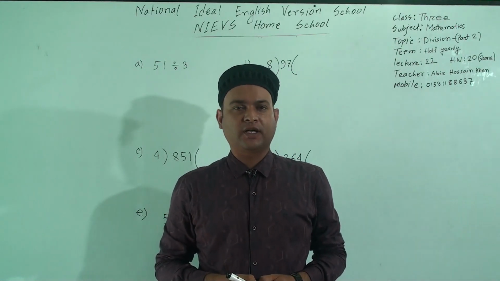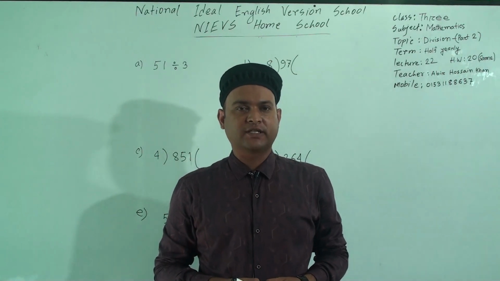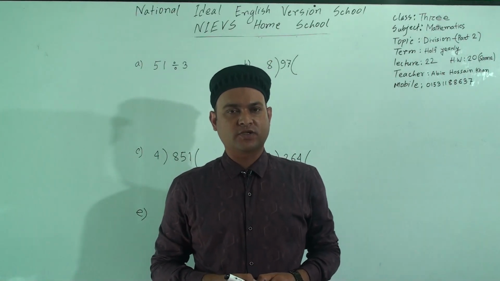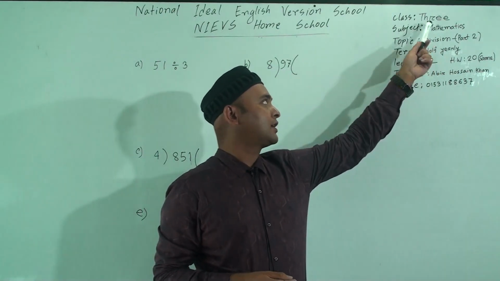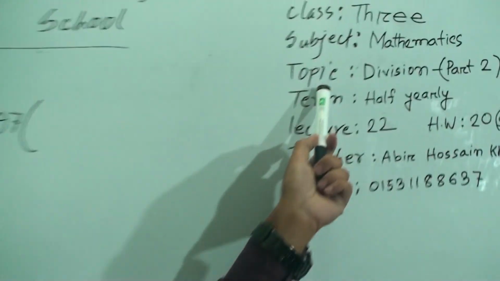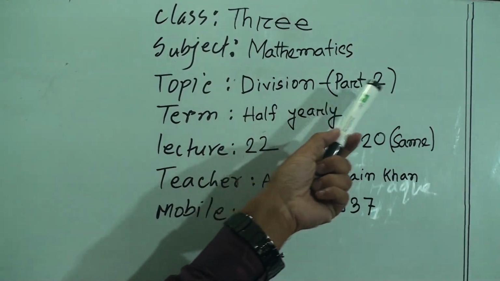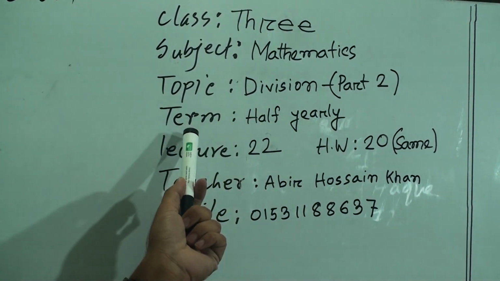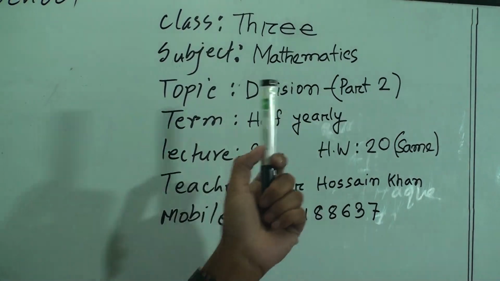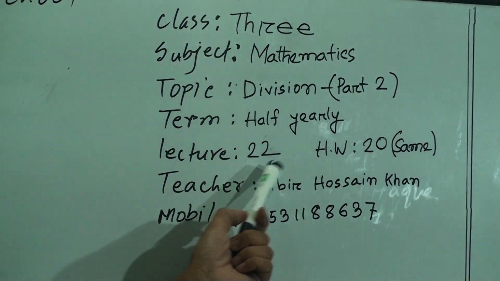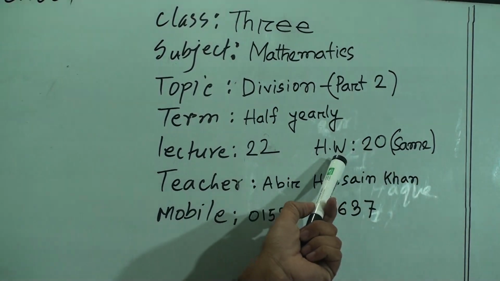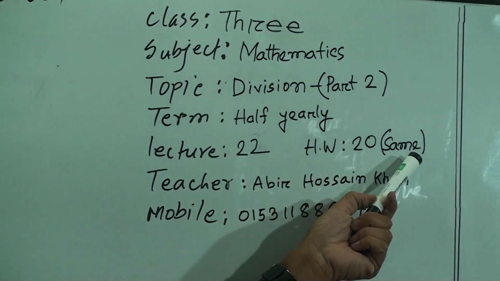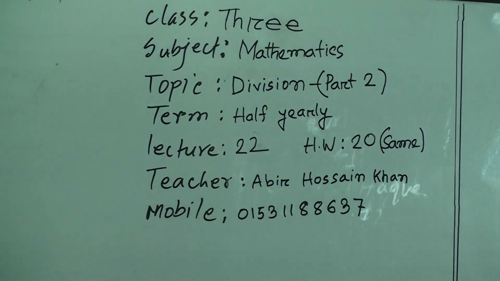This is Abir Hossain Khan, assistant teacher in mathematics at day shift of National Ideal English Version School. Today I'm gonna take a mathematics class for class 3. Our topic is division part 2, which is included in the half yearly syllabus. Our lecture is 22 and HW 20 is the same as this class. Now my dear students, let's start our class.